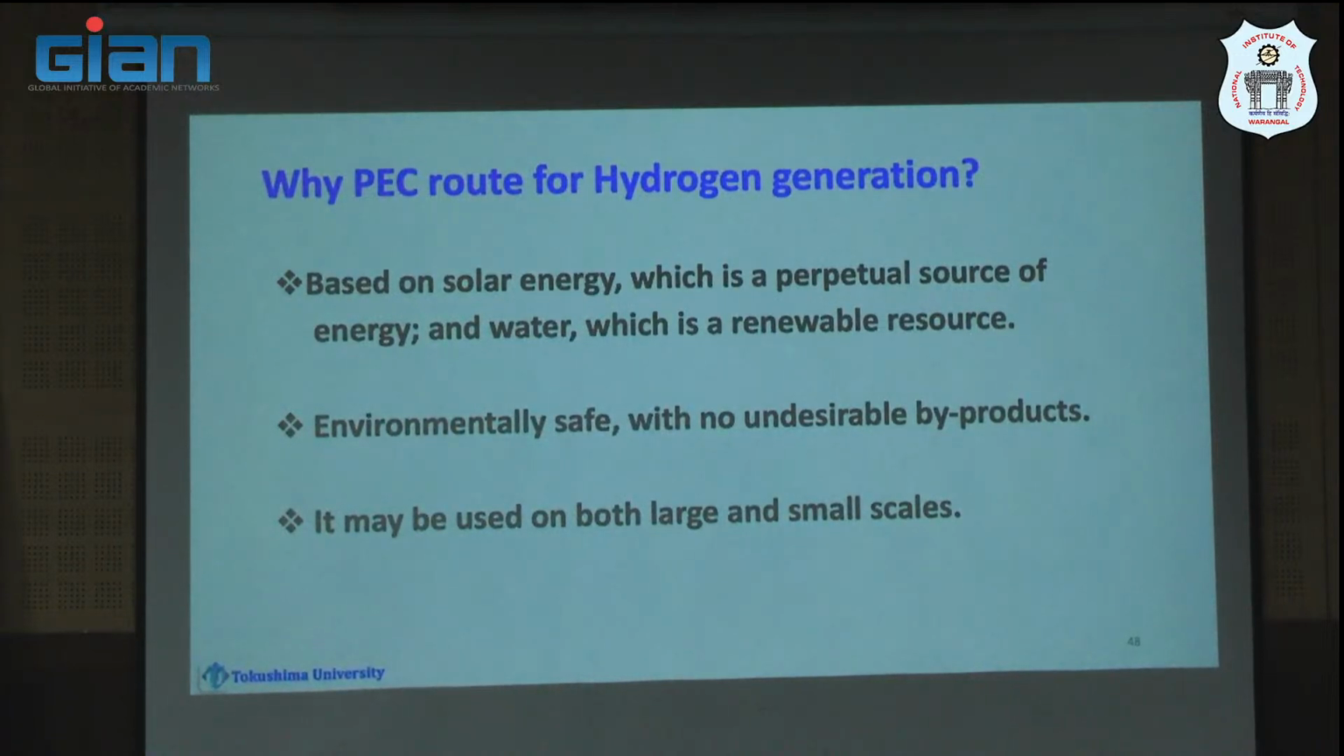Therefore, when we use this photoelectrochemical technique with the help of water, it cannot create any kind of byproduct since the process occurs within the water. It may be used on both large and small scale. As I told you, small hydrogen production is possible. If you have this photoelectrochemical cell, you can make hydrogen quickly in a small space, and also on a larger scale.